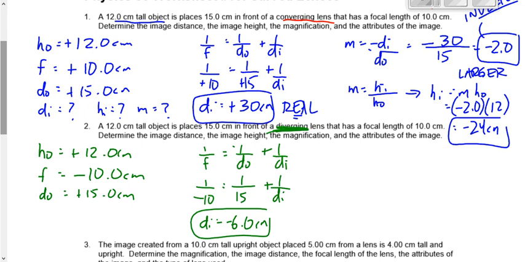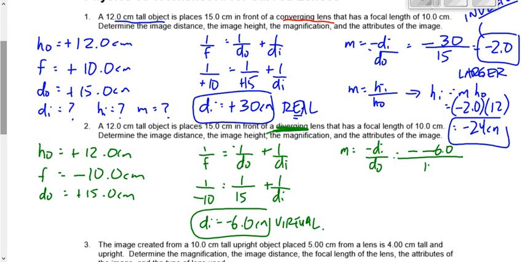Remember, F, DO, and DI, positive or negative, are based on real or virtual. Negative means virtual, right? For F, DO, and DI, negative means virtual. This is a virtual image because DI is negative. Careful with this. Negative DI, negative 6. Does that make sense?